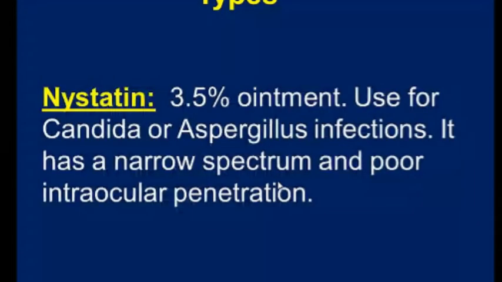An example of a type of antifungal is nystatin, used for candida and aspergillus infection. So it's a narrow spectrum and has poor penetration.